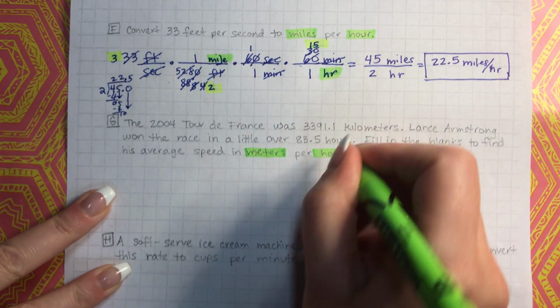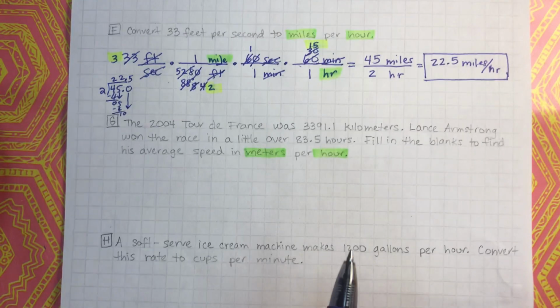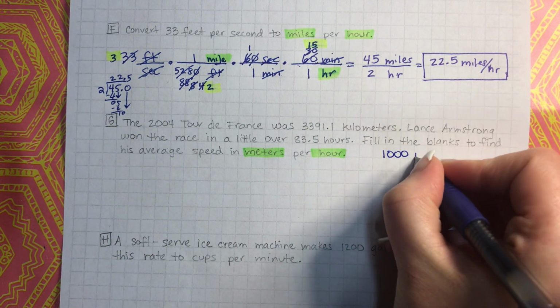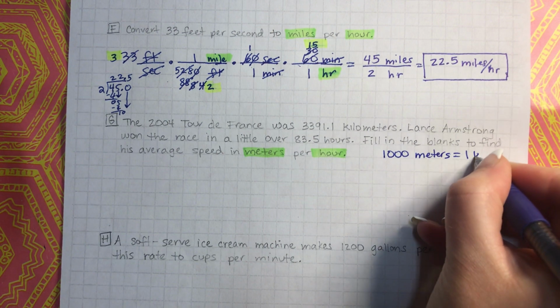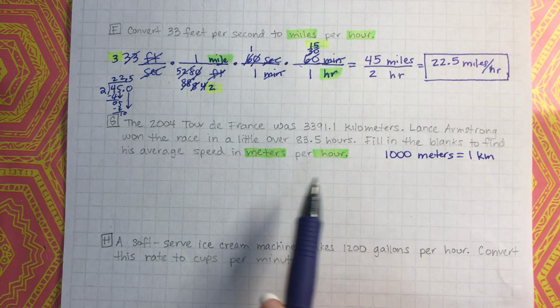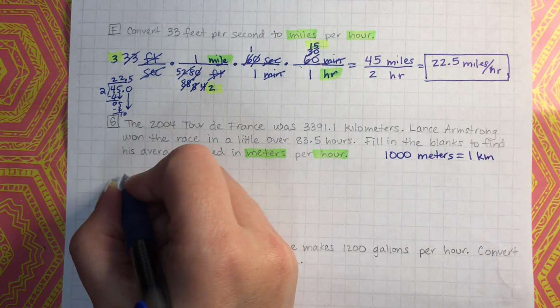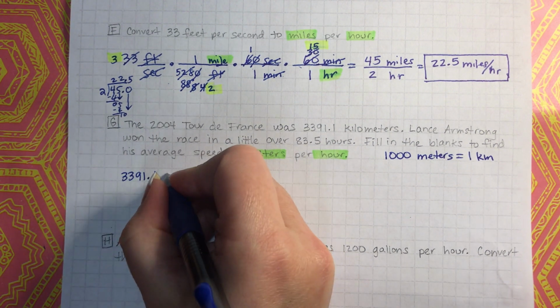Meters per hour. Okay, so the relationship you need to know between kilometers and meters is that there are 1,000 meters in 1 kilometer. So we're going to be using that conversion factor. So what do we know? Tour de France, 3,391.1 kilometers.